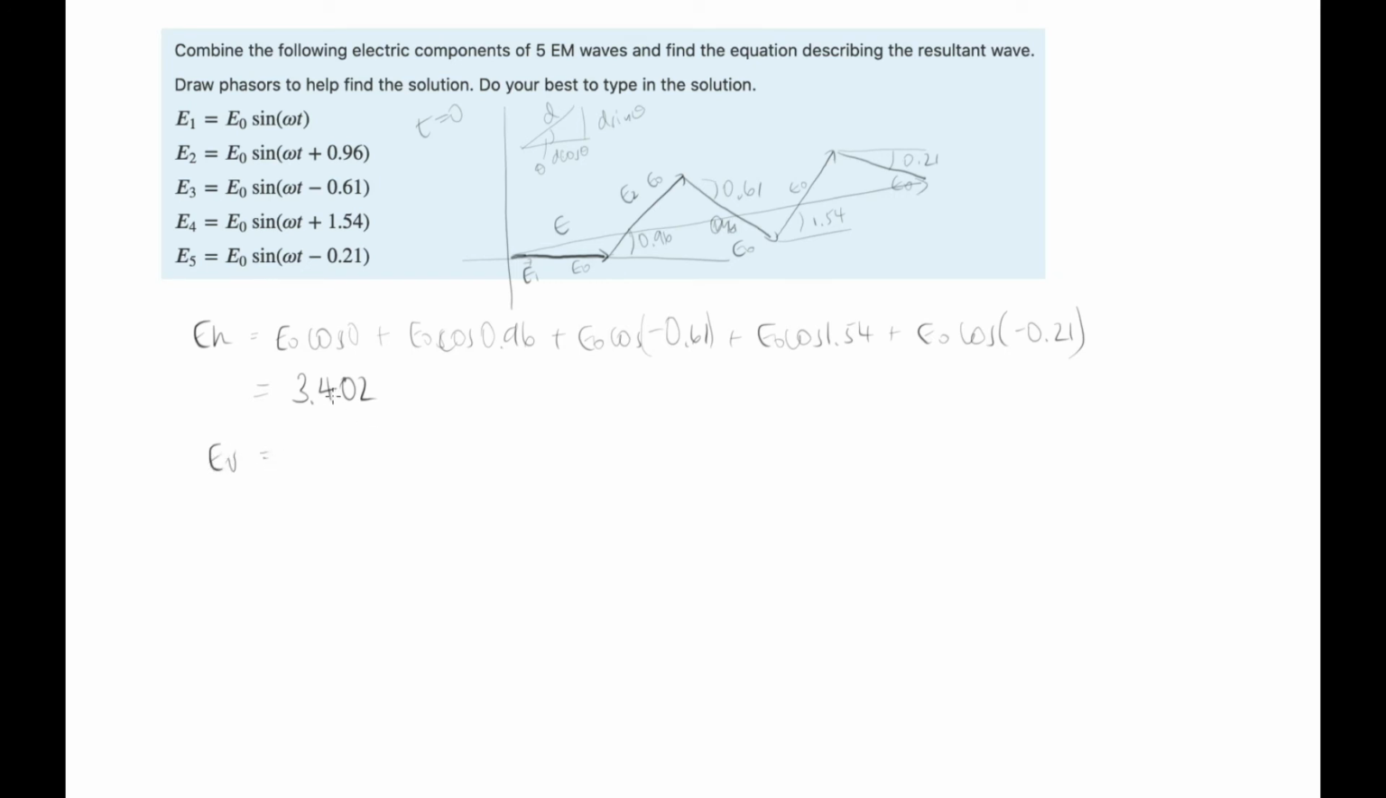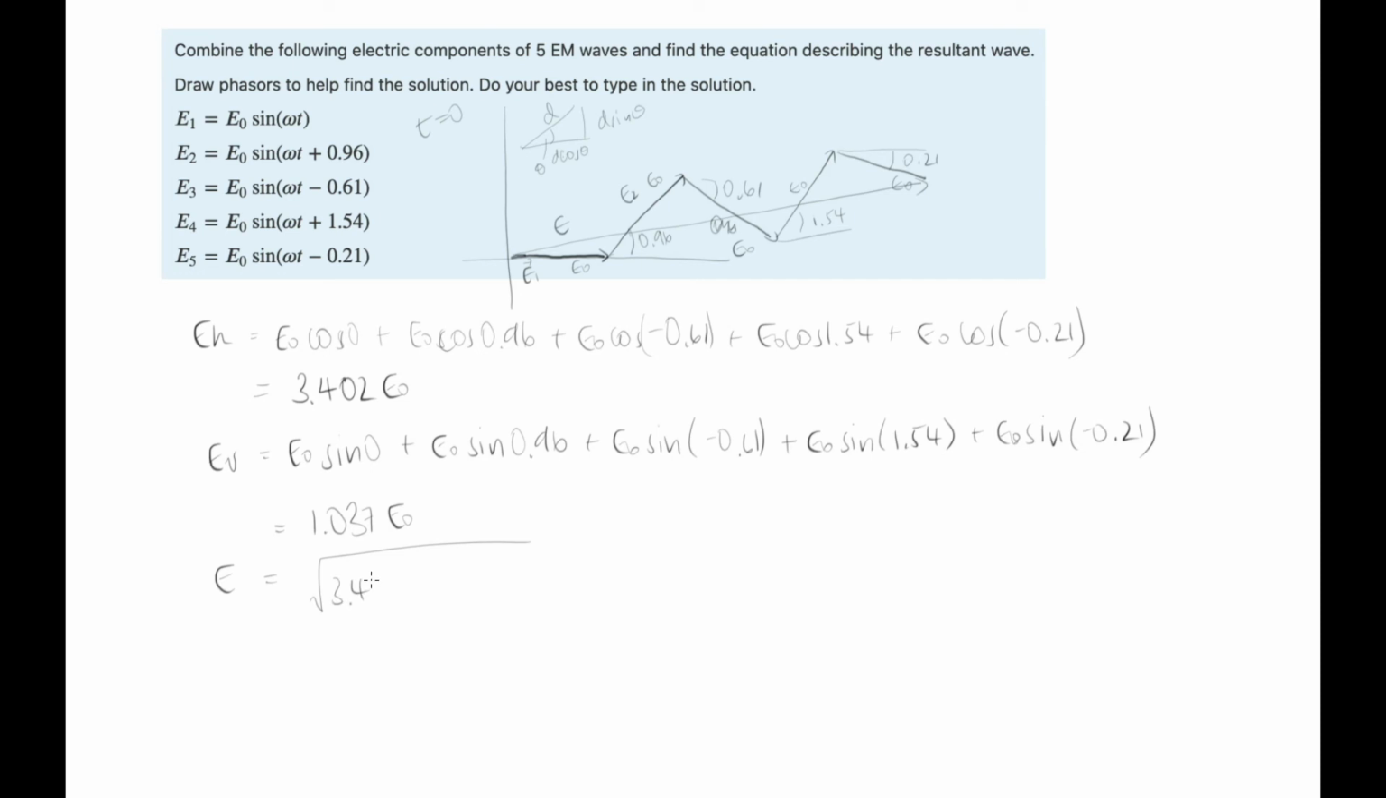Our vertical component is going to be all of this, but the sine of that. Sorry, that should also have an E0 on it. So we have sine 0 plus E0 sine 0.96, and so on, which gives 1.037 E0.